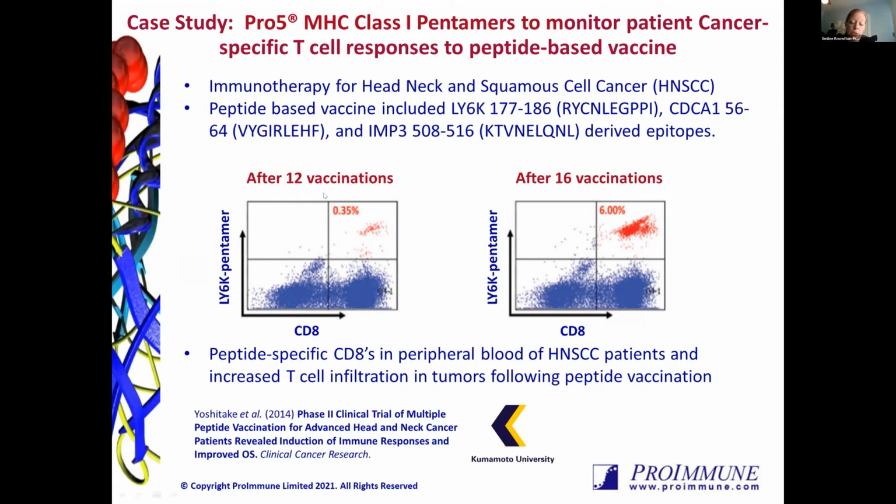And they saw when they were using the pentamers that there were significant increases in the LY6K specific CD8s here after 12 vaccinations in the upper right quadrant, and then as well as after 16 vaccinations. And this was significantly increased compared to pre-vaccination and against their negative control, which was an HIV pentamer. There were also increases in the TTK specific CD8 T cells as well. So they were able to successfully elicit cancer-specific CD8 T cell responses in these patients, and then identify those using the pentamer technology.